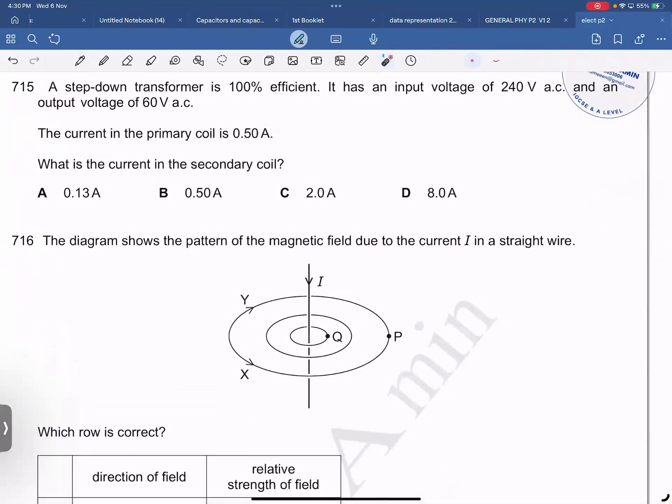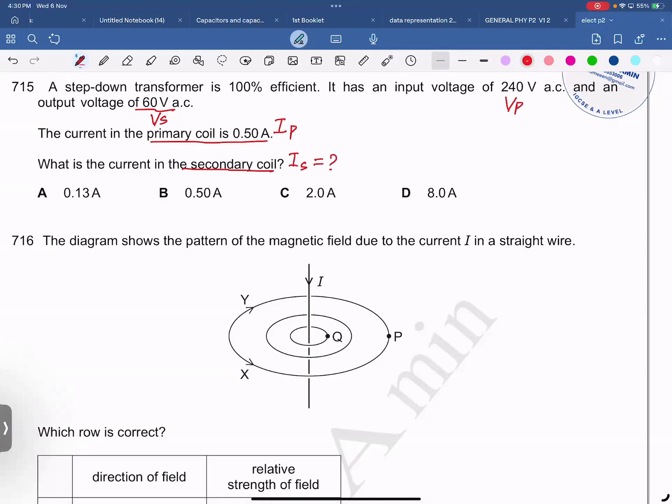715. A step-down transformer is 100% efficient. 100% efficient means input power is equal to output power, no power loss. It has an input voltage 240 and output voltage 60. Label them. Input is called V primary. Output is called V secondary. Current in primary, that is IP. What is current in secondary?